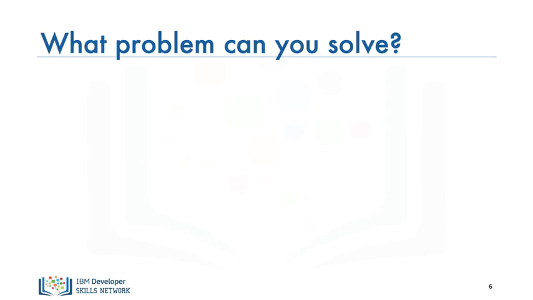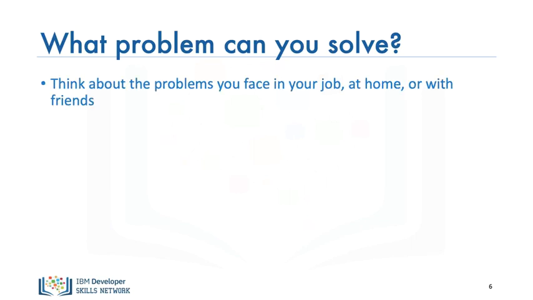So hopefully that's given you some ideas to start thinking about the ways computer vision could be used in various industries and how you might be able to start thinking of your own problems that could be solved with computer vision. To make it easier for you, think about the problems you face in your job, at home, or with friends. What problems could computer vision solve?